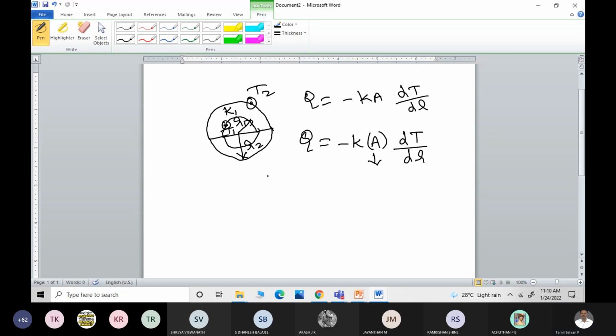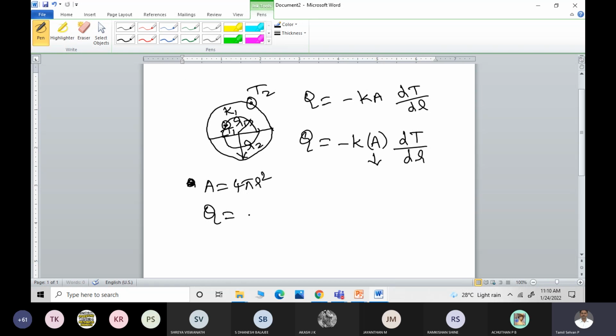Now what is the area? The surface area of a sphere? In school, in mathematics, you might have studied. Pi r square? 4 pi r square. 4 pi r squared.